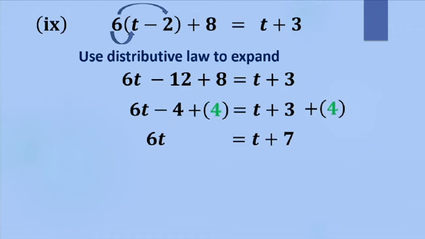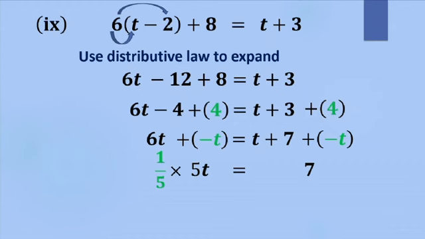Now I need to send the t on the other side. So I add the additive inverse, which is minus t. Simplifying, I will get 6t minus t, which is 5t, equal to 7. Next, I need to cancel the 5. So I multiply by 1/5 to both sides of the equation. This will give me t equal to 7 over 5.